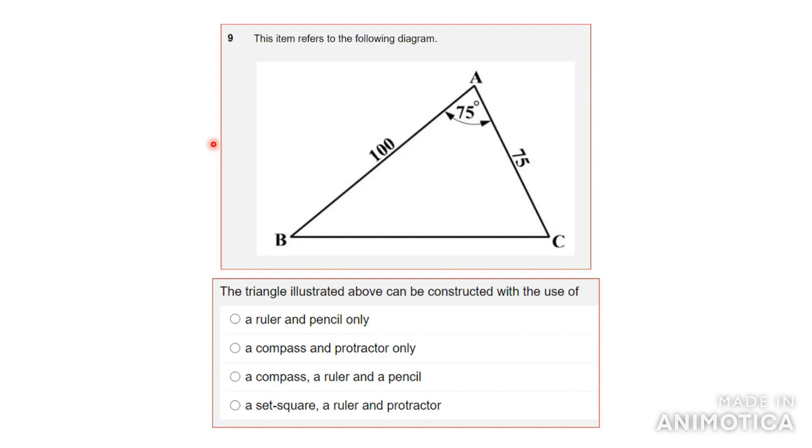All right, number 9 says the triangle illustrated above can be constructed with the use of. Okay, so a ruler and a pencil would not give you the angle that you need right here. A compass and protractor would not give you anything to write with. So the answer would be a compass, a ruler, and a pencil. Okay, you don't necessarily need a protractor, because you can use the compass to do the same thing. Okay, all right.